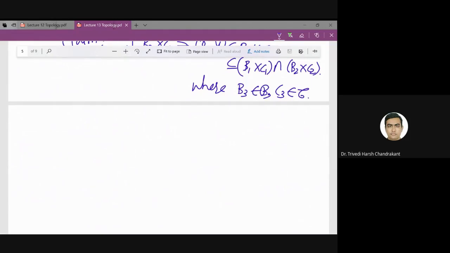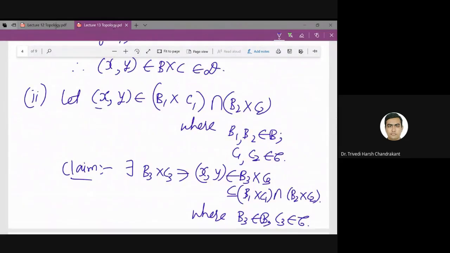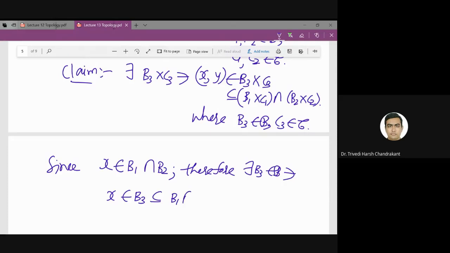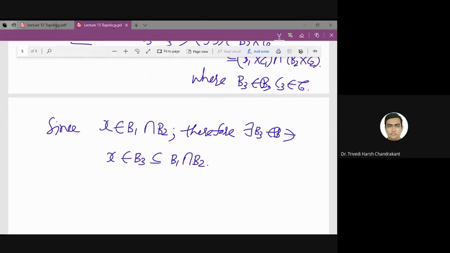So now what we have is (x, y) belongs to these two sets, so that means x belongs to B1 as well as B2. We know B is a basis, so therefore there exists B3 in B so that x belongs to B3, which is contained in B1 intersection B2. So we are using the second property of the basis B.